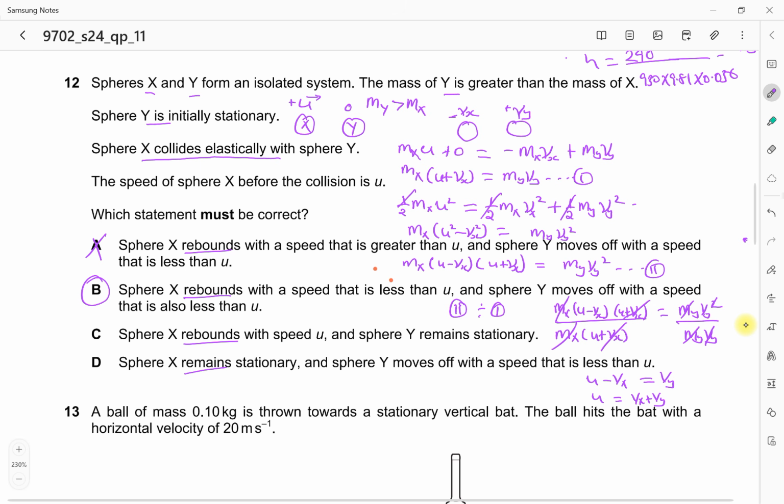Sphere x rebounds with the speed u, and sphere y remains stationary. So here, if sphere x rebounds with the speed u and sphere y remains stationary, then momentum is not going to be conserved. So this is not going to be correct. Sphere x remains stationary and y moves off with a speed that is less than u. So kinetic energy is not going to be conserved. So that means the answer is going to be B.